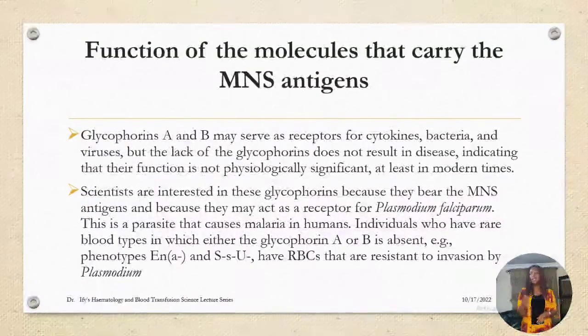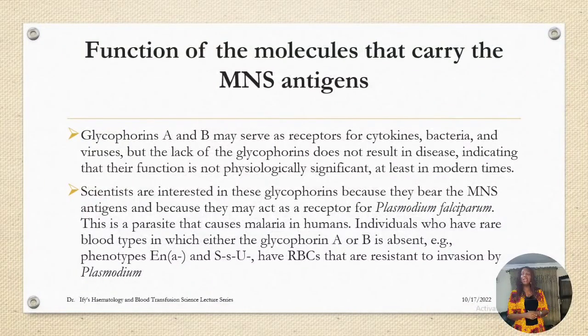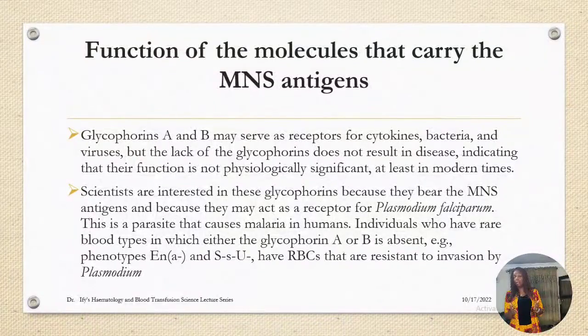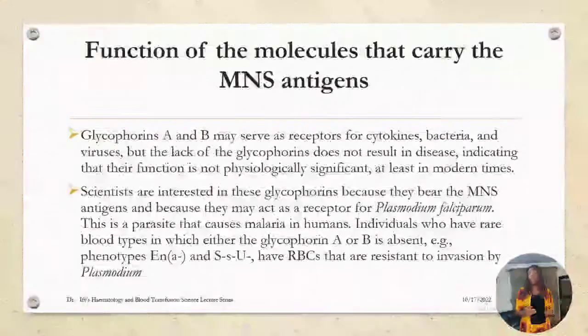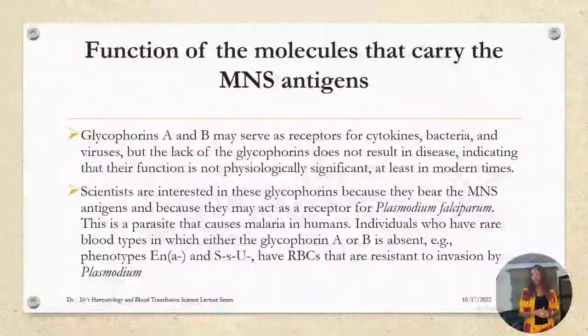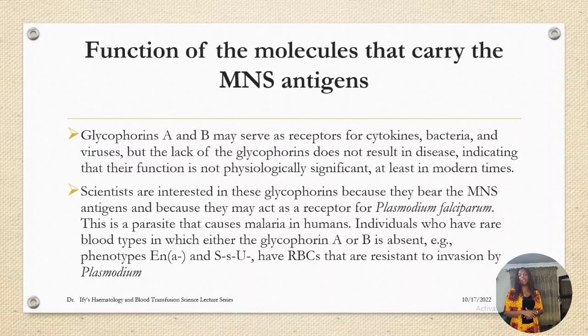Scientists are also interested in these glycophorins because they bear the MNS antigens and because they may act as a receptor for Plasmodium falciparum. This parasite is one of the parasites that cause malaria infection in humans. Individuals who have a rare blood type, that is, people who lack glycophorins A and B, research has shown that this set of individuals are resistant to invasion by Plasmodium falciparum.